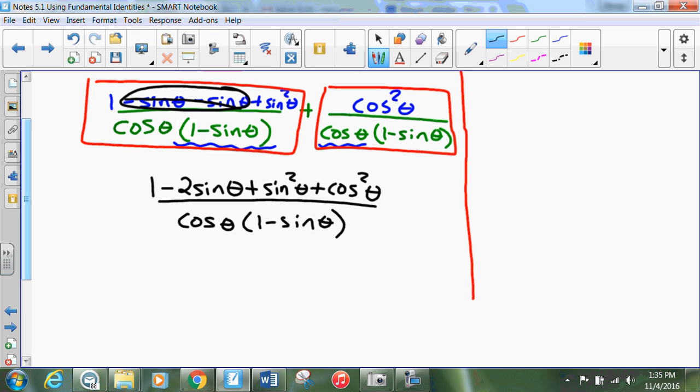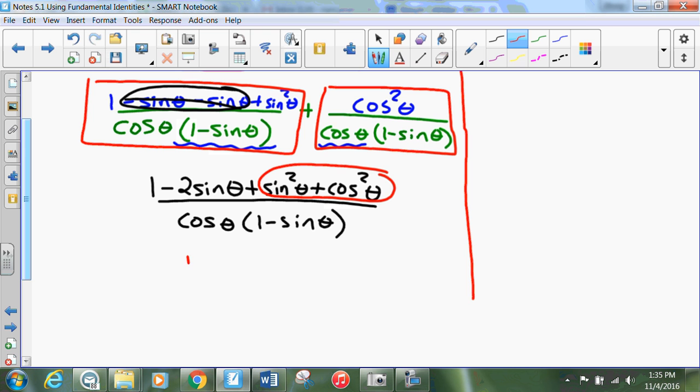All right, so let's see what we've got. Wow, we can see how it's going to work itself out. The first thing I notice is that I've got sine squared theta plus cosine squared theta. And we know what that's equal to. It's equal to 1. So that's going to be my next step.